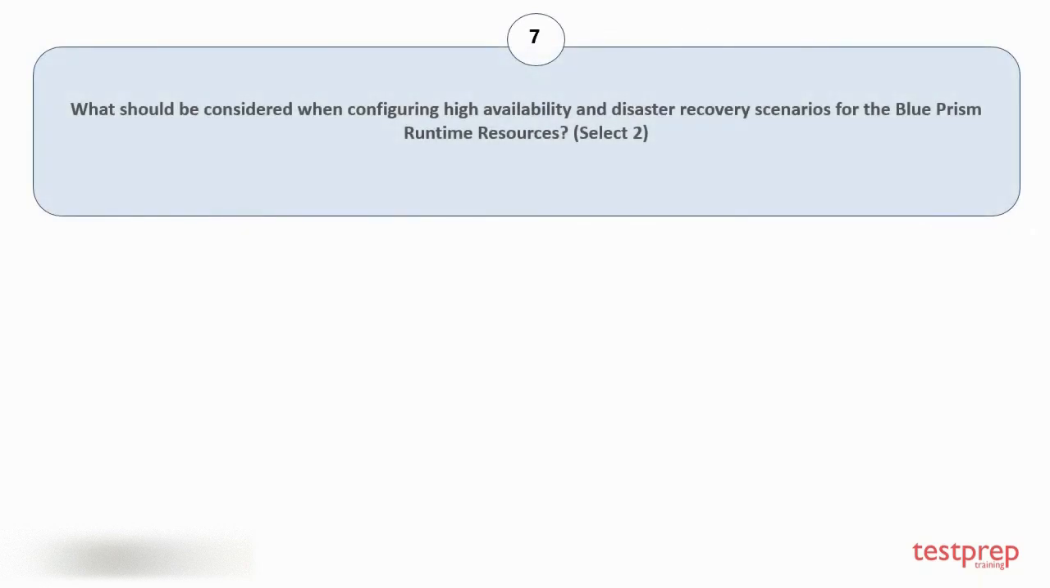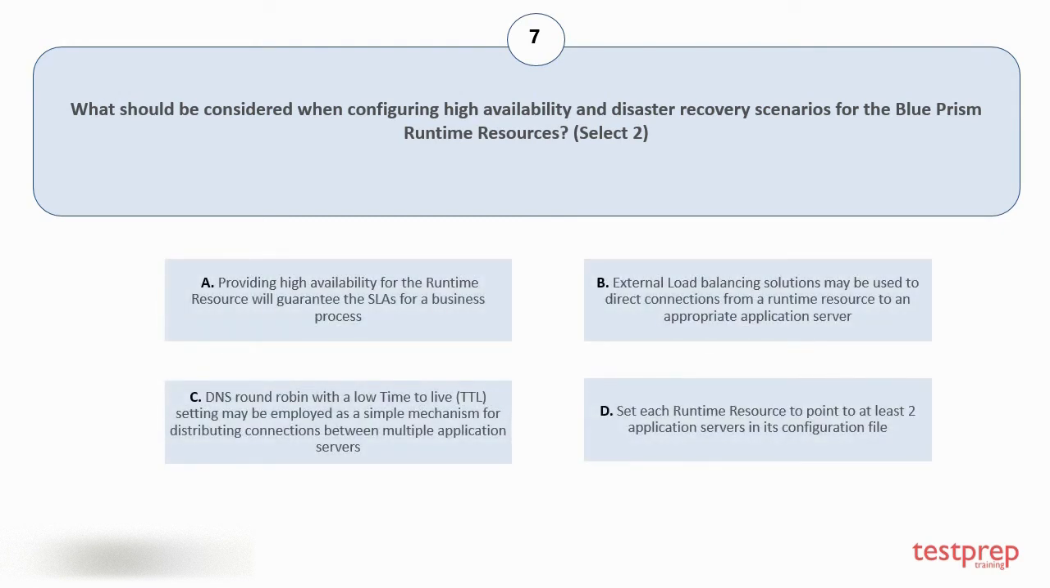Question number 7. What should be considered when configuring high availability and disaster recovery scenarios for the Blue Prism runtime resources? Select 2. Your options are A. Providing high availability for the runtime resource will guarantee the SLAs for a business process. B. External load balancing solutions may be used to direct connections from a runtime resource to an appropriate application server.